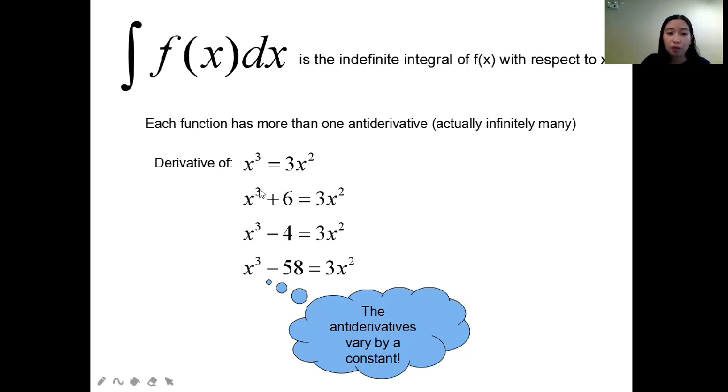The derivative of x cubed is equal to 3x squared. So x cubed plus 6 is also equal to 3x squared, since plus 6 will become 0. And x cubed minus 4 equals 3x squared again as its derivative. And x cubed minus 58 is also equal to 3x squared. Okay, so the antiderivatives vary by a constant. So we cannot account for it, so what we use is the plus c.